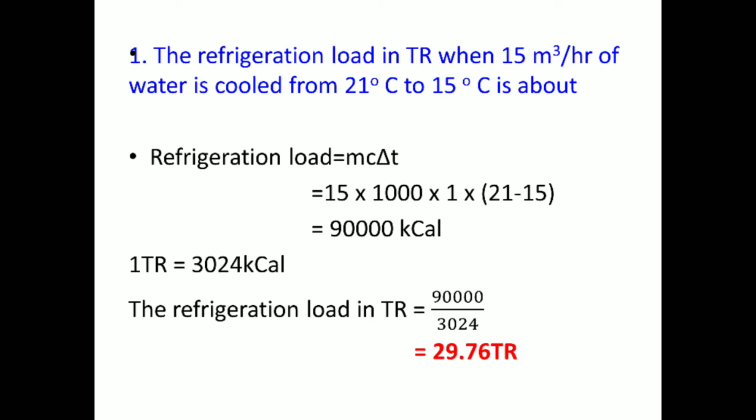Now it is asked to find out that refrigeration load in TR. So I know the unit conversion as 1 TR is equal to 3024 kilocalories. So I just divide those kilocalories by 3024 and I get the tons of refrigeration.